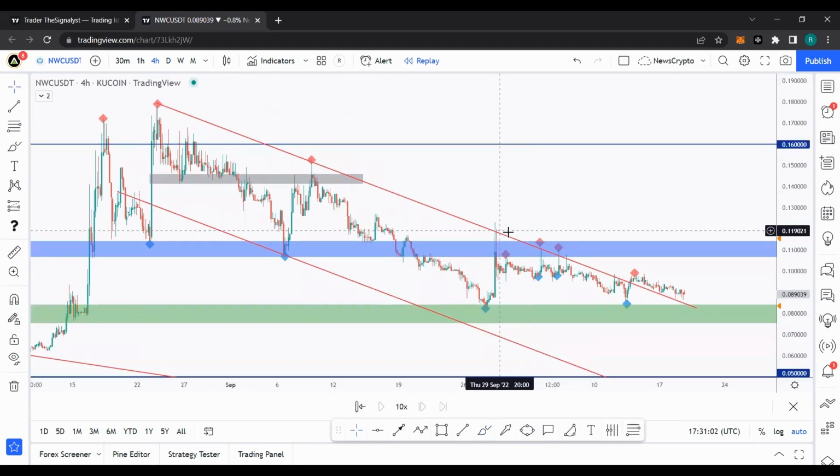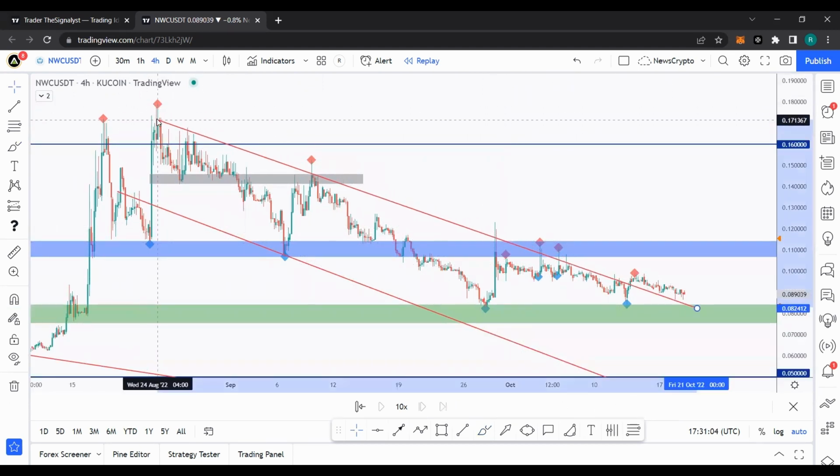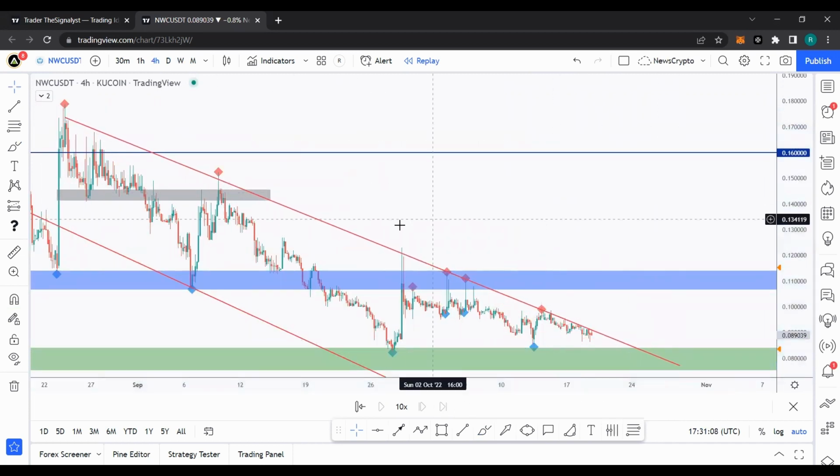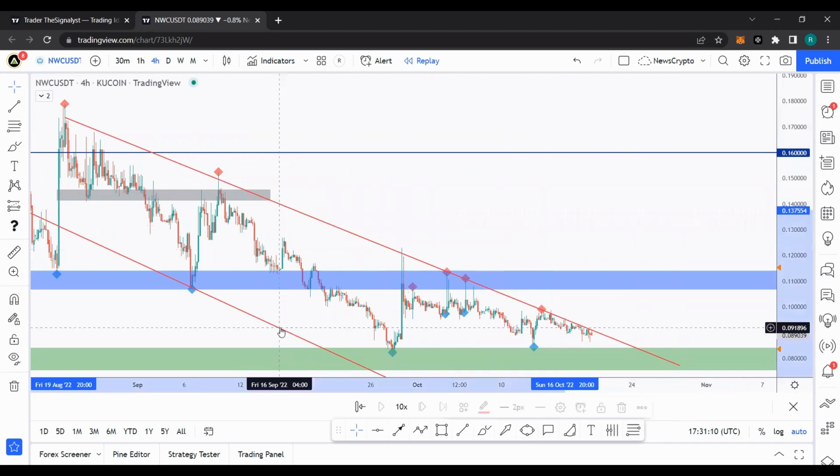So now, since we got many wicks, let's optimize it to connect as many points as possible, which is this one.